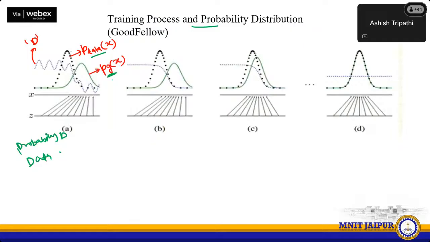So the probability distribution, as we can see, in the initial iterations, just for visualization, the probability distribution of the original data and the generated data is very far from each other. So if I have a classifier making a cross line between these two data sets, D is very easily able to make a line between this and this. The job of the discriminator is easy.